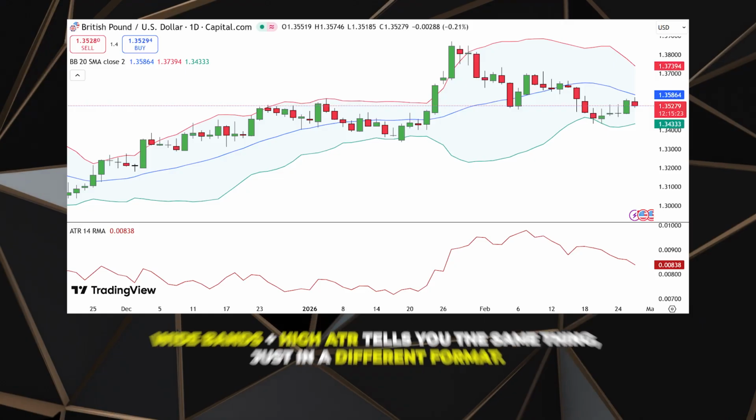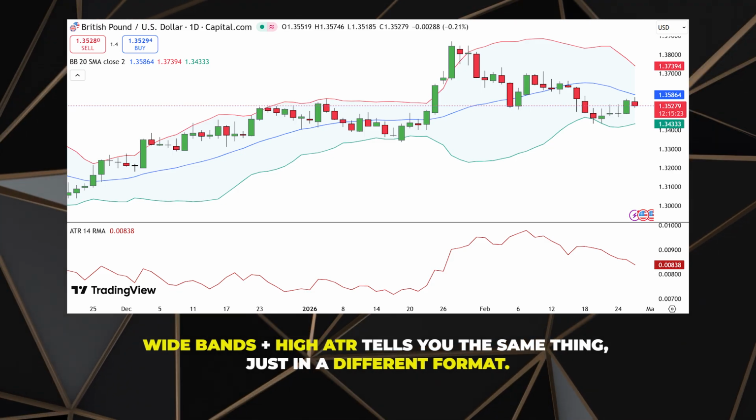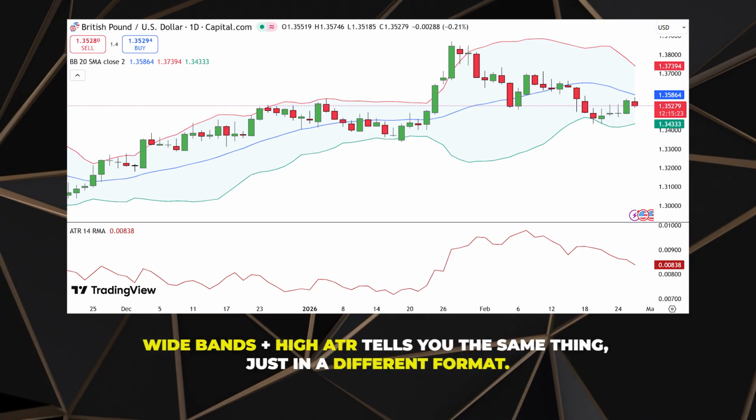If you watched our ATR video, this should sound familiar. Wide bands and a high ATR are telling you the same thing, just in a different visual format. That's why these two indicators pair well together. One gives you the number, the other shows you the shape.